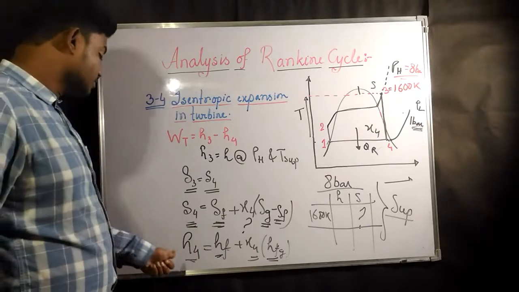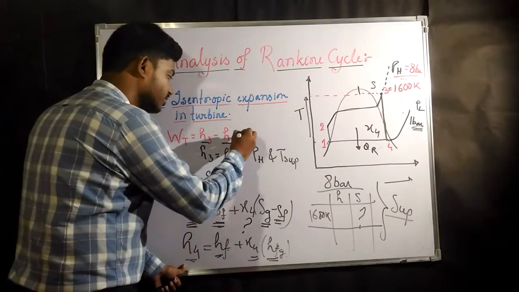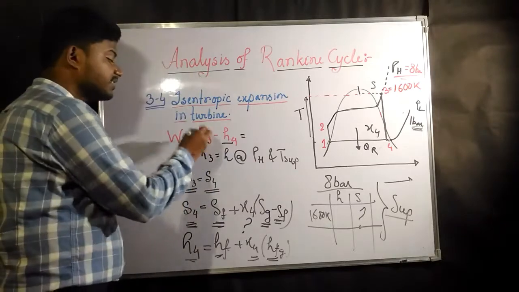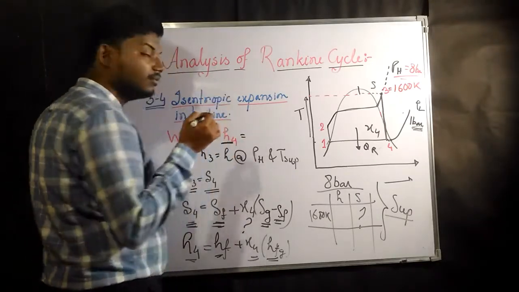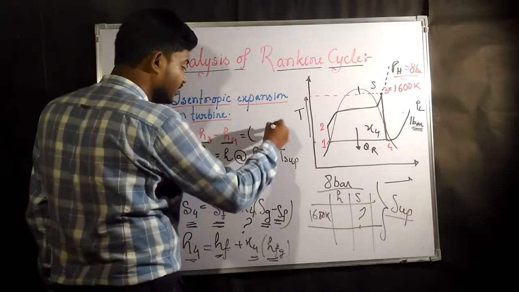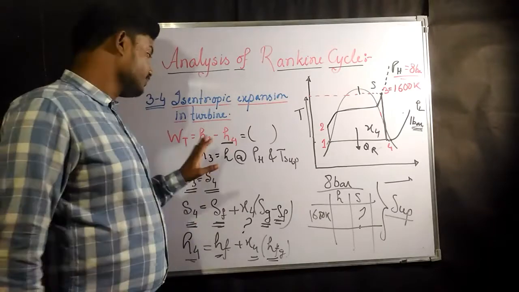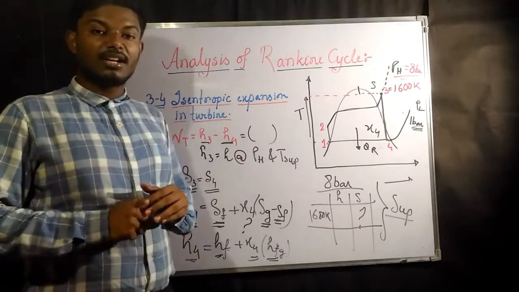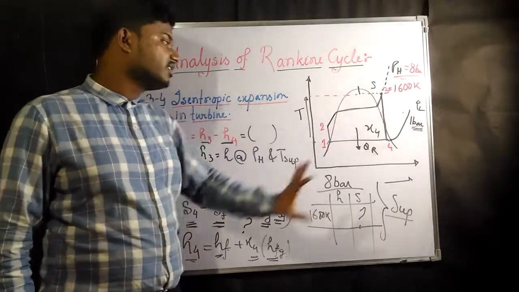Once you have found H4, you are going to find out the value of WT also, because H3 you have just found out in the last board, and H4 you are just finding out now. So the value you find from the turbine is going to give you the total work done by the turbine. So this is our analysis for the process 3 to 4.